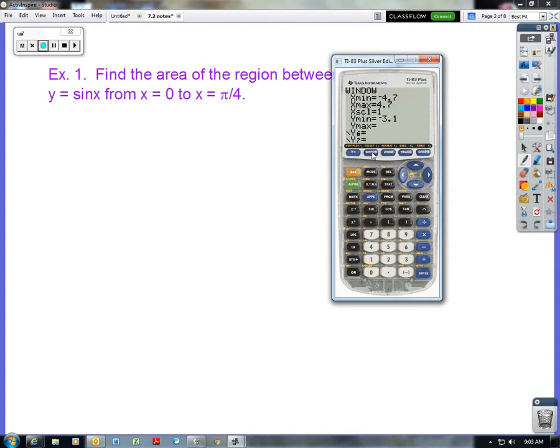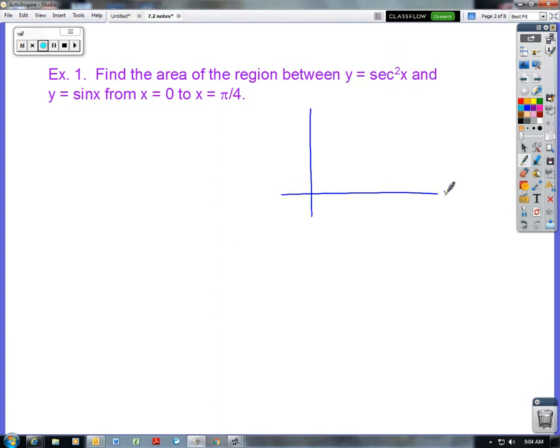So let's just go ahead and set our window. And I'll see what happens if I leave it like that. Yeah, that's reasonable. And we know that sine passes through 0, 0, so this one here is sine. You can trace also if you want to verify that. So I'm going to re-sketch this over here so I can draw on it if I want to. So the goal is to find this area.